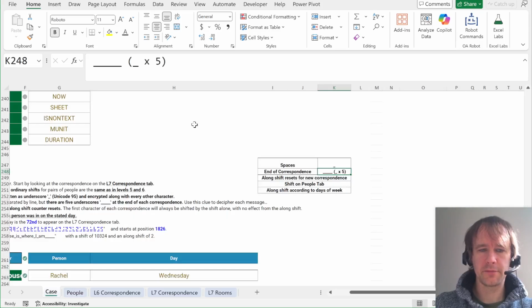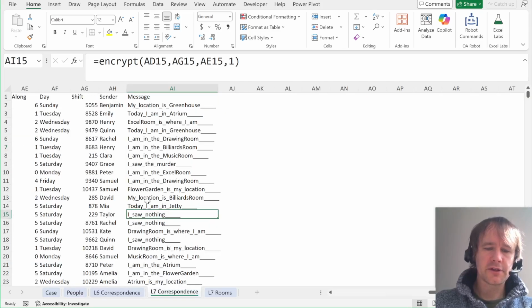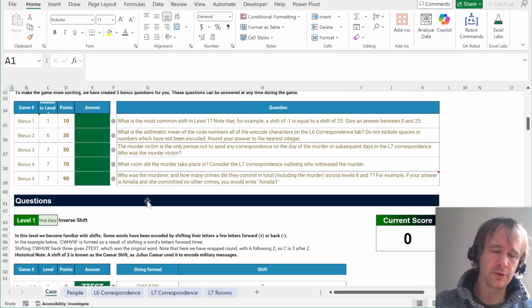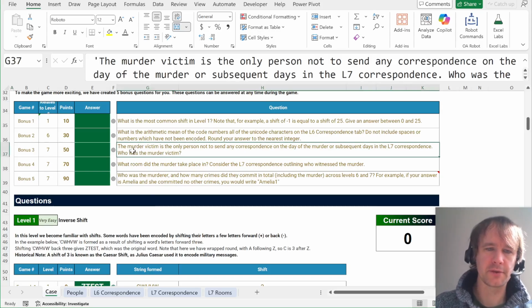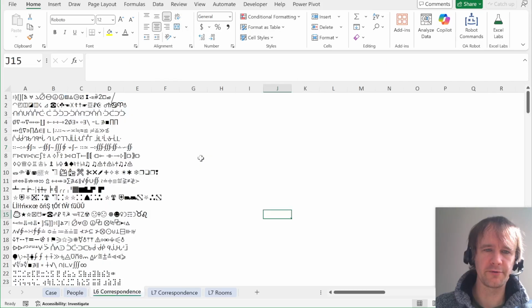So now let's go to the bonuses where we actually crack the case. And this is where I just think it goes from being a nice, tricky puzzle to being just really beautifully put together. So now we're going to solve the murder. We're going to figure out who was killed, who killed them, when it happened, and where it happened, all from these messages. So first thing, the murder victim is the only person not to send any correspondence on the day of the murder or subsequent days. Who was the murder victim?